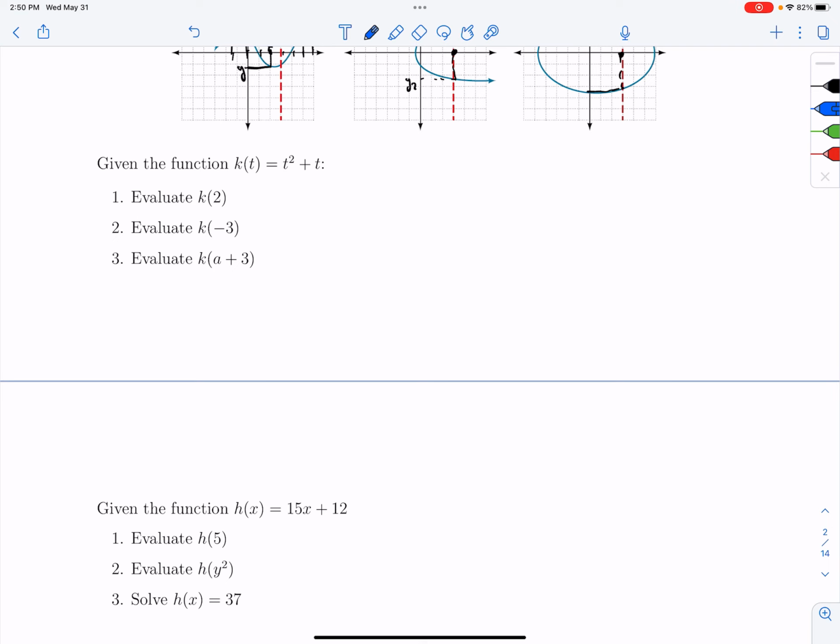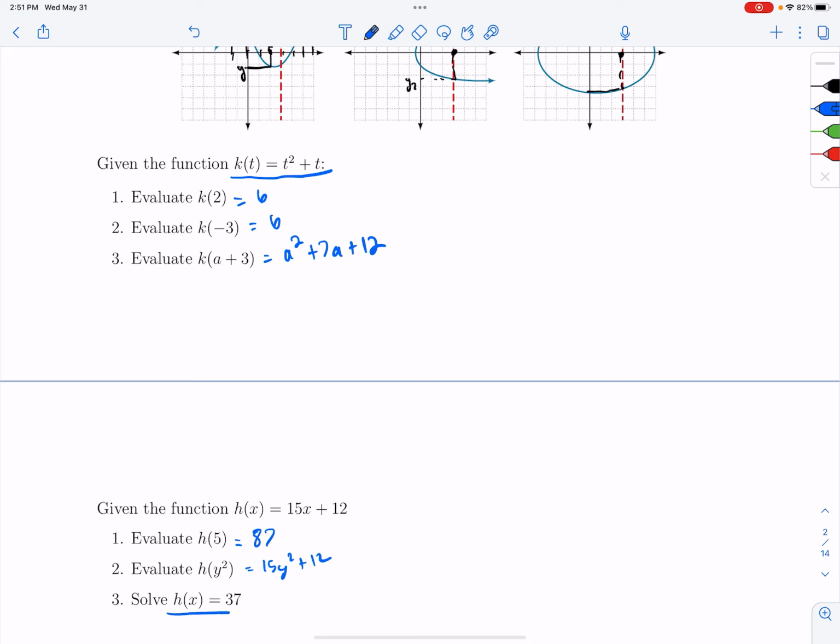All right, so this first one, k of 2, when I input that into this function, k of 2 is equal to 6. K of negative 3 is also 6. K of a plus 3 is a squared plus 7a plus 12. And then this function down here, h of 5, that's going to be 87. H of y squared is going to be 15y squared plus 12.